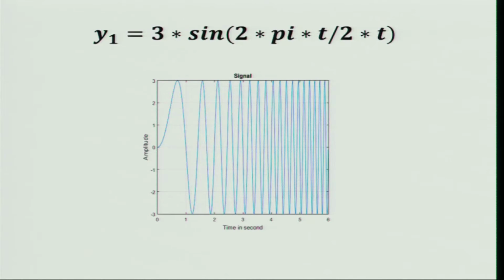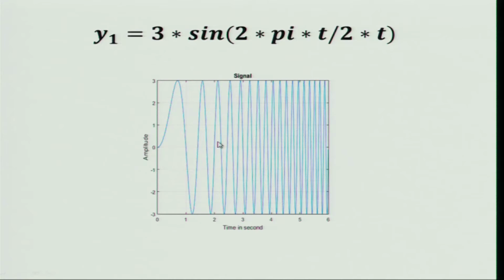Now I wanted you to look at this signal, y equals 3 times sine of 2 pi times t over 2 times t. So that is basically pi times t square over 2. The reason I have put t over 2 separately and not merged it with the other t is that my frequency, which is this thing t over 2, is actually increasing as time is marching forward. At t equal to 0, the frequency is 0 hertz. At t equal to 1, frequency is half hertz. At t equal to 2, frequency is 1 hertz, and so on and so forth.